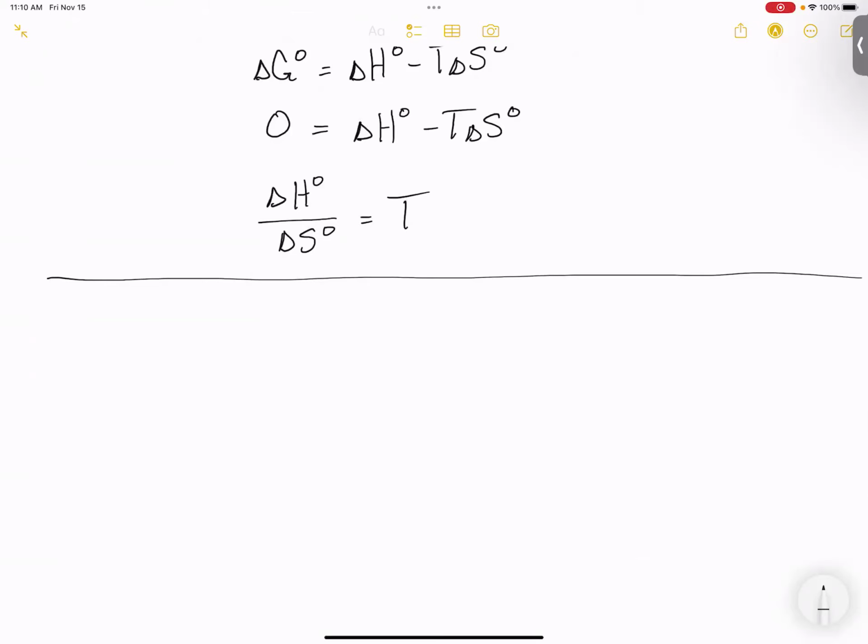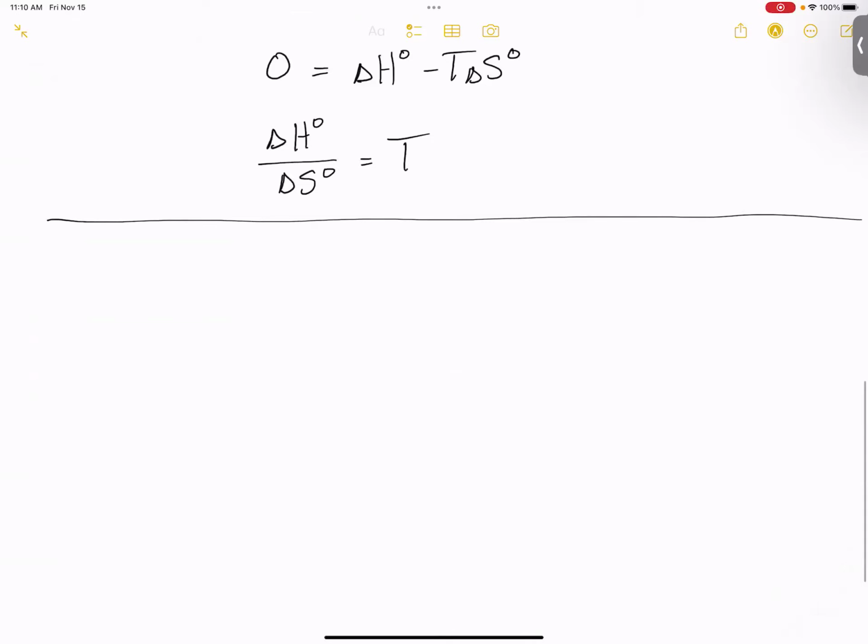So let's look at some examples. We're going to look at the reaction where methane gas reacts with 2 oxygen gas to form carbon dioxide gas plus 2 water gas.